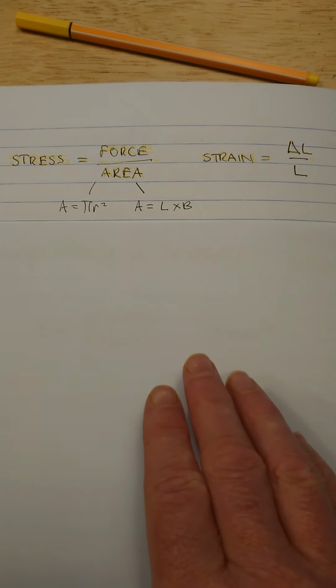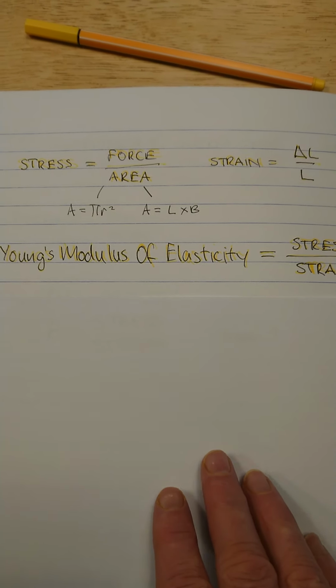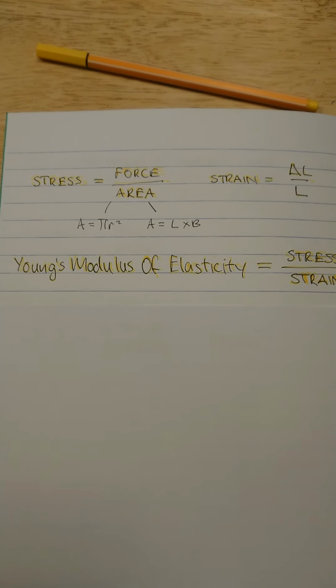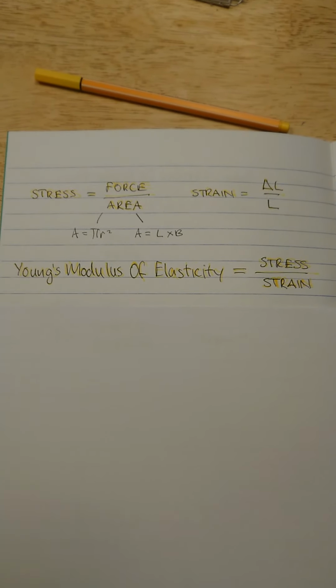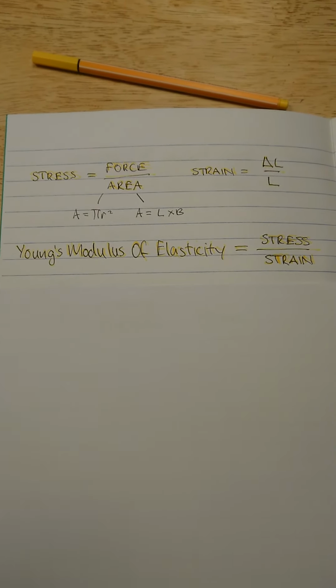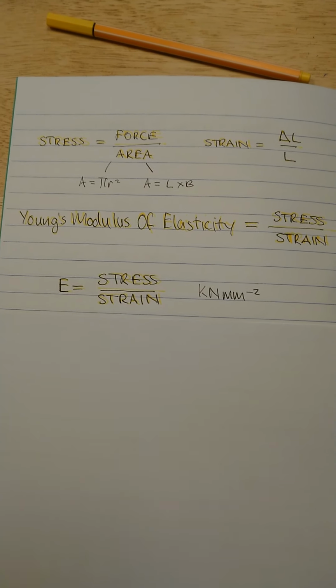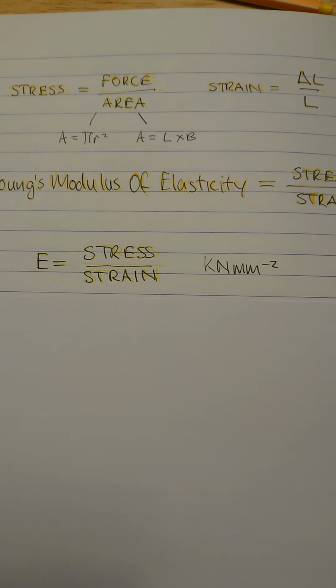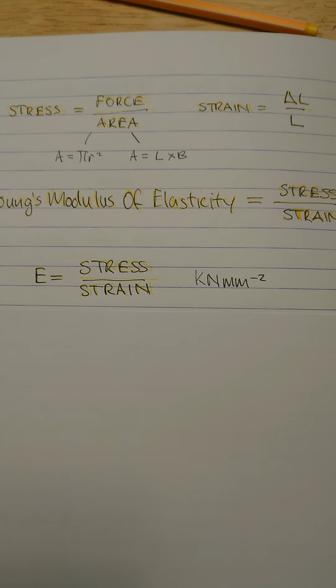Okay. Now this week, we're going to combine those two things into a factor called Young's modulus of elasticity, which is stress over strain. And so that we don't have to write that out, we use a capital letter E for that. And the units are kilonewtons per millimetre squared.